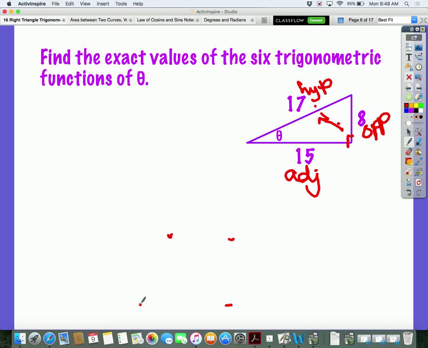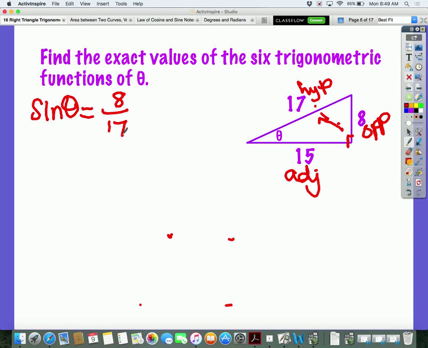your 6 trig functions. We're going to first start out with what? Sine. Because it's not sin, it is sine of theta. You always set it up as such, sine of your angle. In this case, our angle is theta. Sine is what over what? Opposite over hypotenuse. So our opposite side is 8, and our hypotenuse is 17. And that is the exact value of sine of theta. That's it. That's all you have to do.